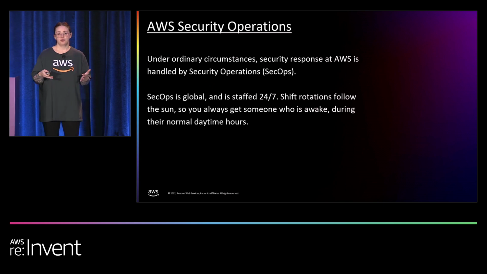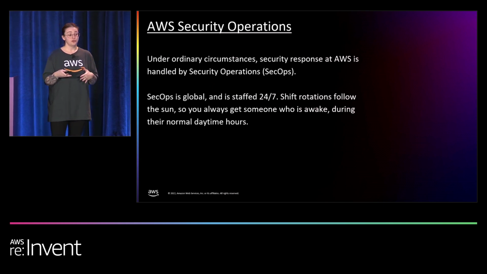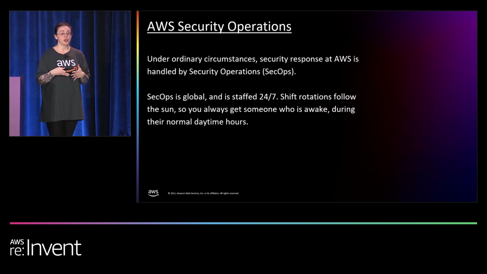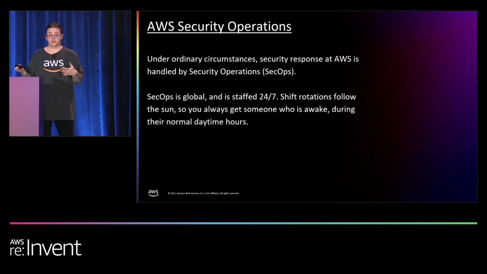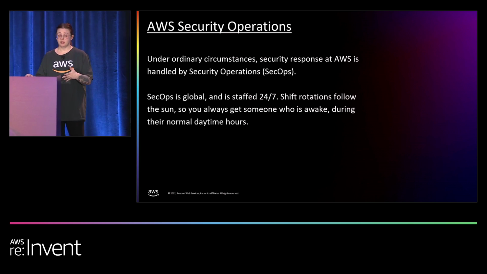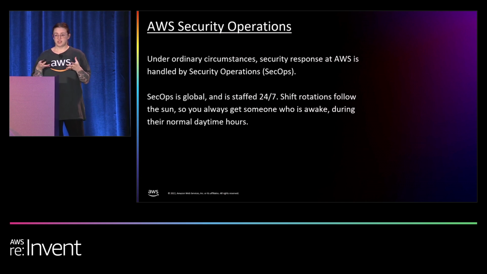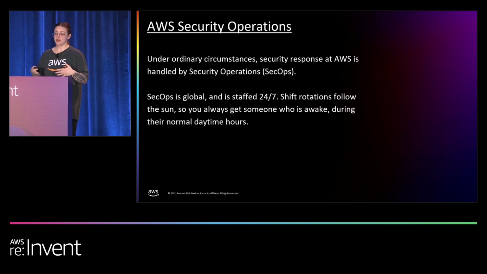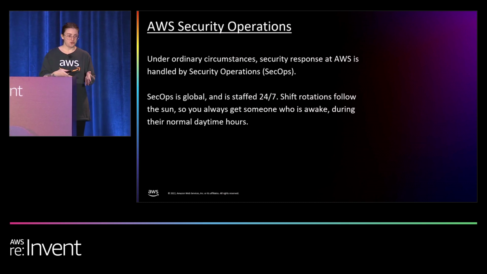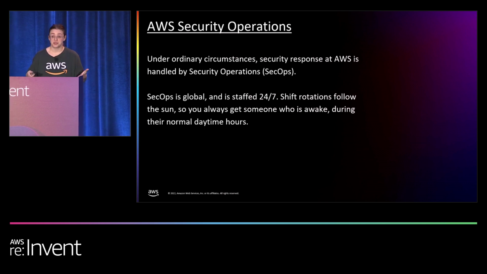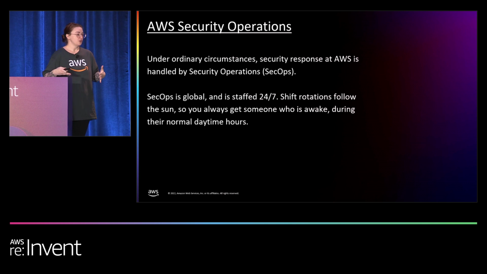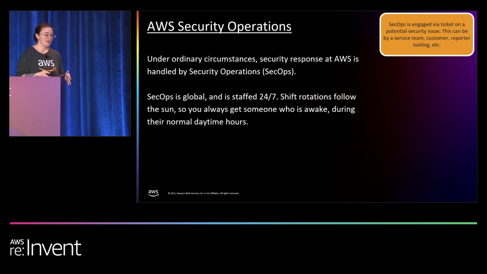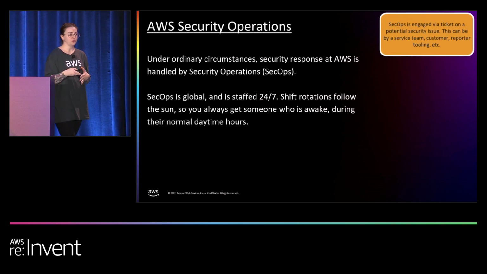On a security call, things work just about the same way. Under ordinary circumstances, security response at AWS is mainly handled by security operations, so-called SecOps. These folks are global. They're staffed 24/7, so they follow the sun. Whenever you send a ticket to AWS security, to SecOps, you get someone who's awake during their daytime and on shift. It doesn't mean, and we'll get to that later too, that you won't end up paging in someone else, but you always start with someone who's awake during their own business hours and ready to be there.